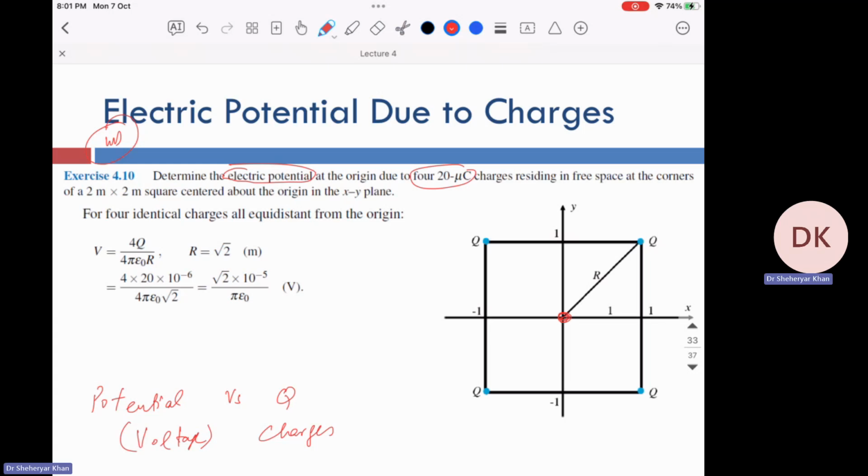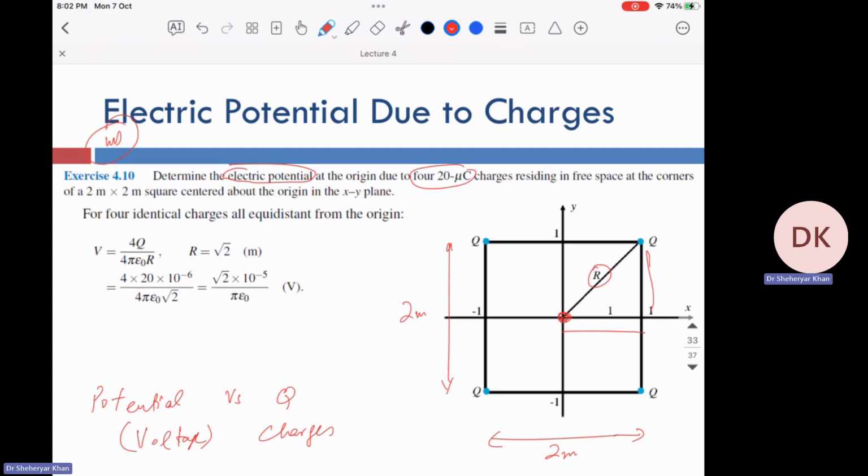That means the charges are in a 2 meter by 2 meter square, and the point is at the center. That means this value is 1 and this value is 1. So what's the distance? The trick in this question is that you are not given the distance between the charge and the point at which to find the voltage.